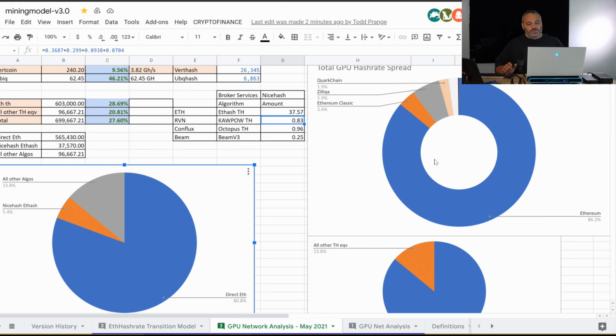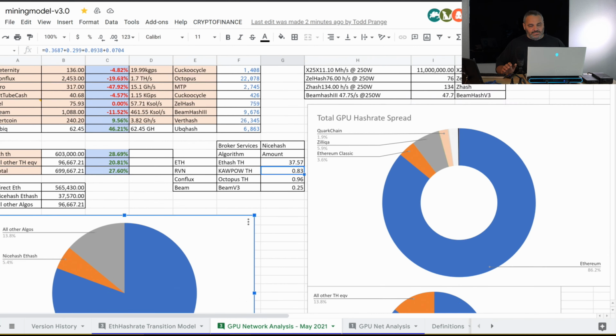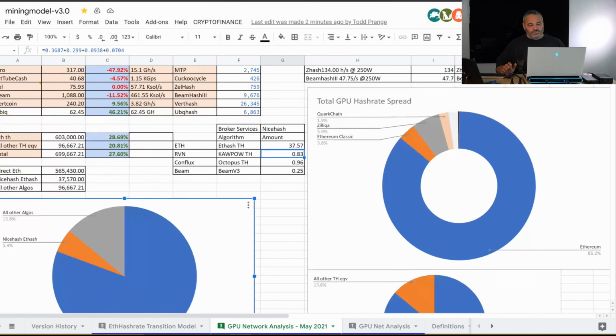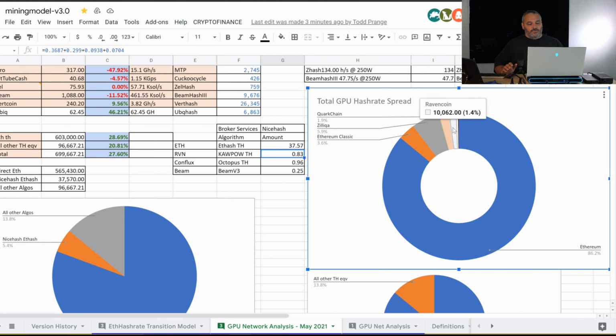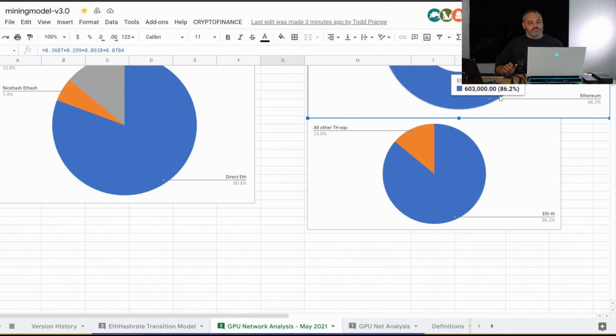And when we break down a spread of algorithms or coins that are eating up a lot of that total GPU hash rate, we have breakdowns here with Ethereum Classic and Quark, and I think this one's probably Raven right there. Ravencoin's right there at 1.4%. Ravencoin I think was about 4.5% for a little bit when it was almost 12 terahash, but it came down. So that's that spreadsheet, and this is a May 2021 snapshot.